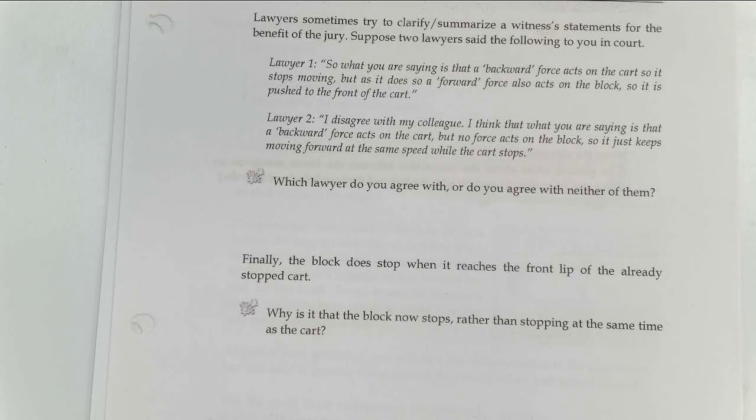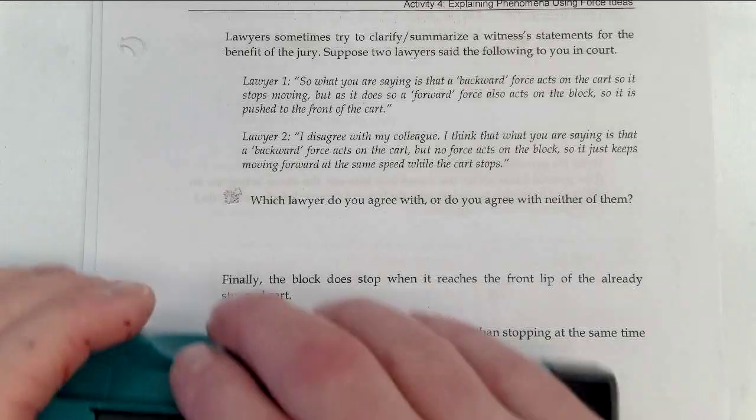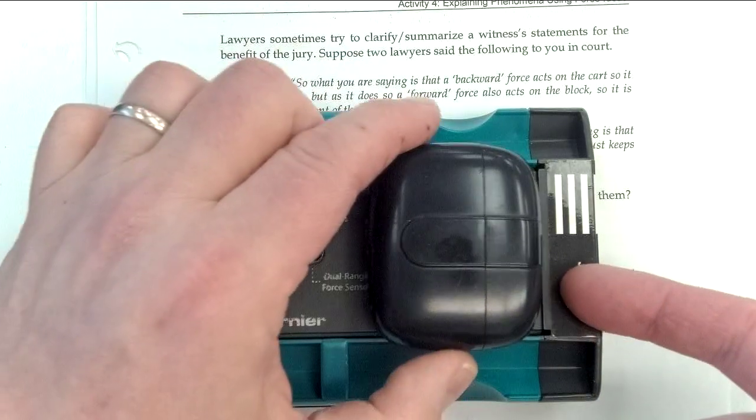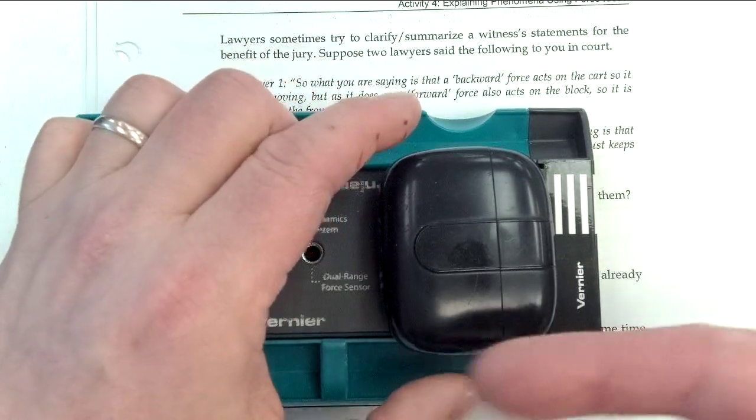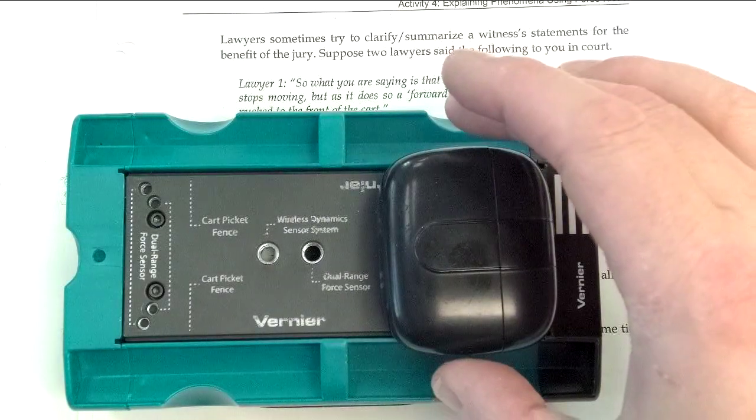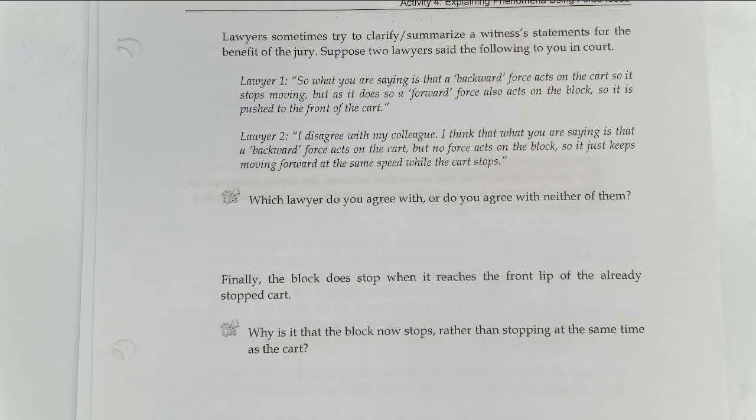Finally, the block does stop when it reaches the front lip of the already stopped cart. Why is it that the block now stops rather than stopping at the same time as the cart? Well, if this thing slides across the cart until it hits the front lip, that front lip is the first time that it encounters a backward force on the case, which is what you need in order to change an object's speed and to slow it down if it was moving in the opposite direction as that force.